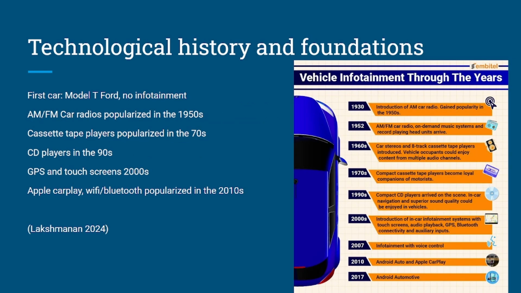So let's talk about the history. Of course, there's the first car, we got Model T Ford, no infotainment, basically nothing. It was just a way to get around with gas. Then there's AM, FM car radios many years later. And then there's cassette tape players in the 70s, followed by CD players in the 90s. And then now we have GPS in the form of displays, and we have touchscreens, and those were in the 2000s, and then now we're getting into AI, and we have Wi-Fi and Bluetooth and Apple CarPlay.